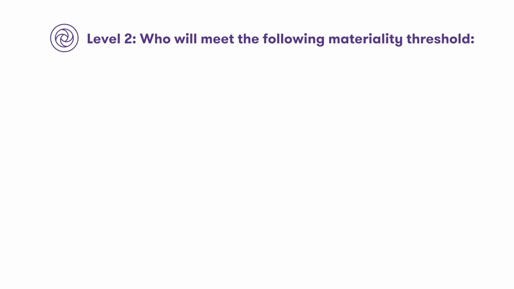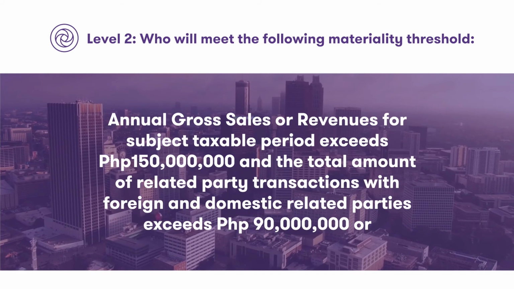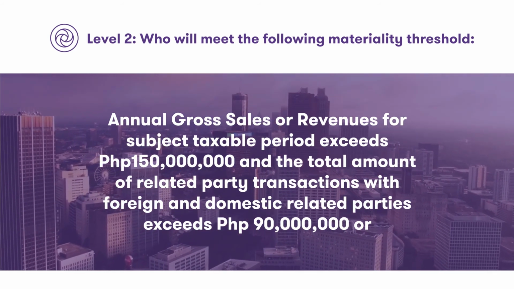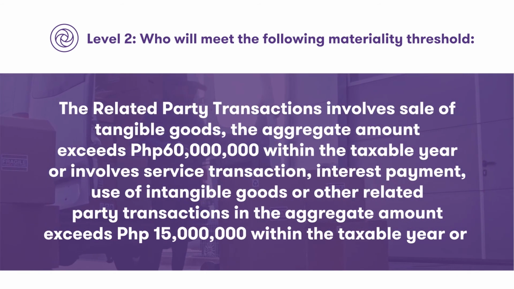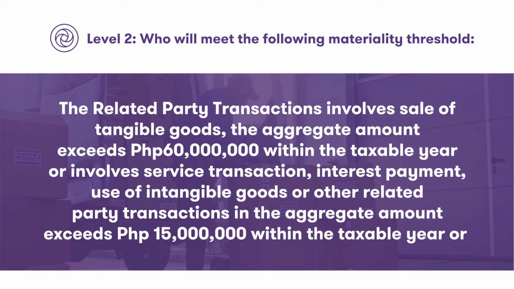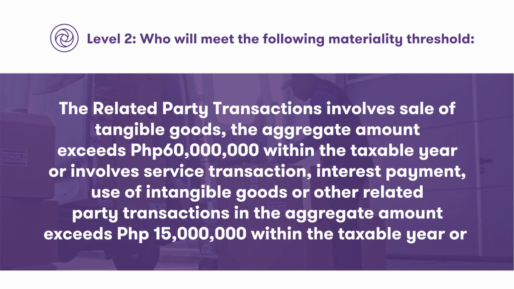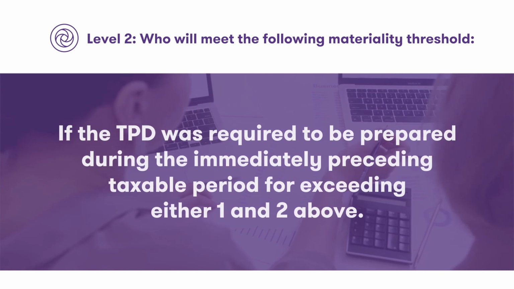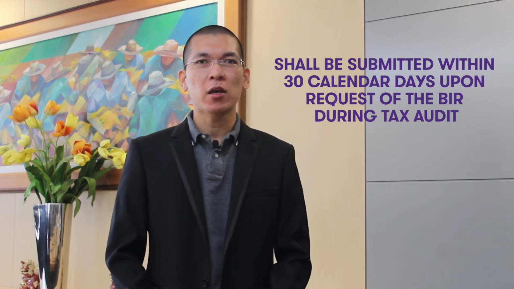Level 2: who will meet the following materiality threshold: annual gross sales or revenues for subject taxable period exceeds 150 million pesos, and the total amount of related party transactions with foreign and domestic related parties exceeds 90 million pesos. The related party transactions involves sale of tangible goods, the aggregate amount exceeds 60 million pesos within the taxable year, or involves service transaction, interest payment, use of intangible goods, or other related party transactions in the aggregate amount exceeds 15 million pesos within the taxable year. If the TPD was required to be prepared during immediately preceding taxable period for exceeding either 1 and 2 above. The TPD and other supporting documents shall be submitted within 30 calendar days upon request of BIR during tax audit.